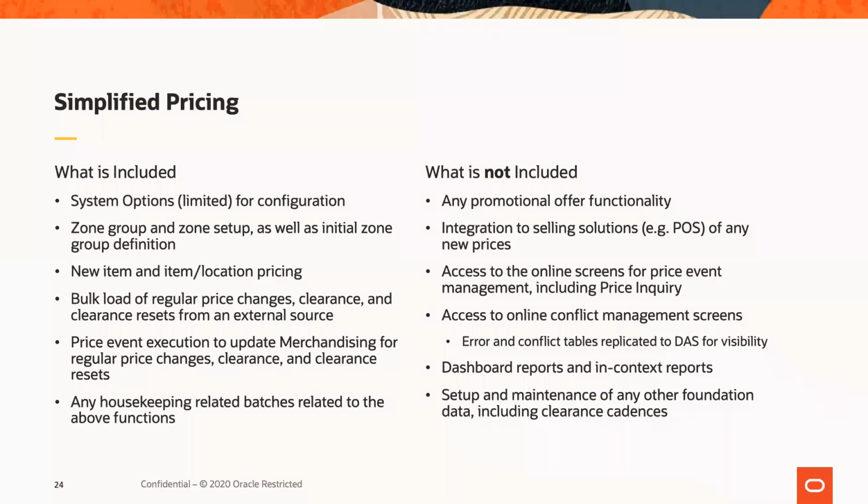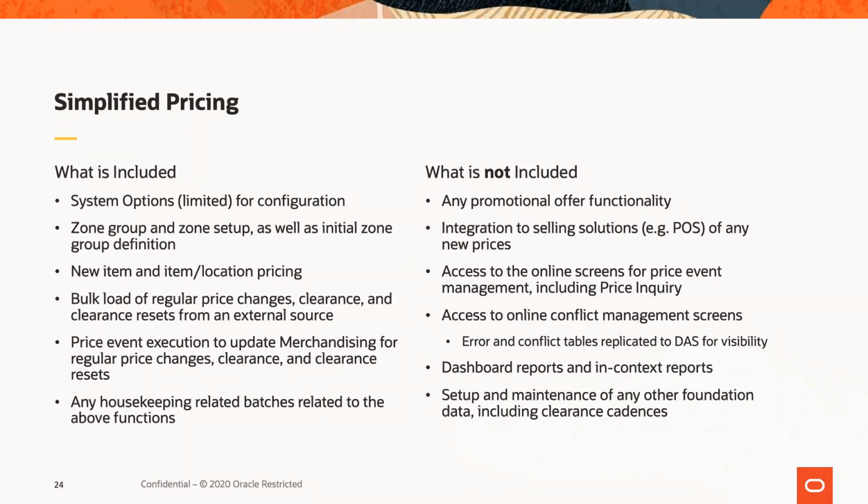So what I've tried to do in this slide is summarize what is included and what's not included if you're using simplified pricing. You would still have access to a subset of the system options for configuring the solution. You would still need to set up at least one zone group and zones, as well as the initial zone definition.